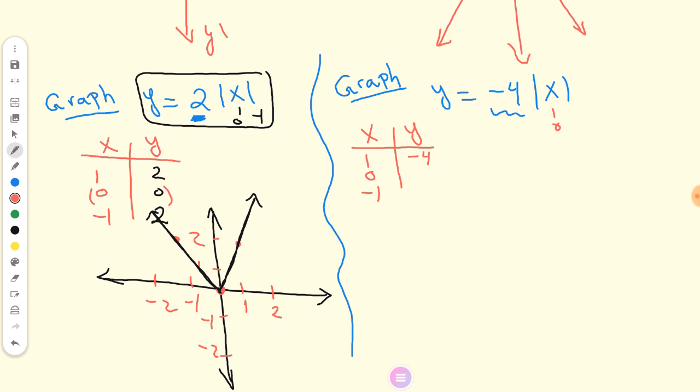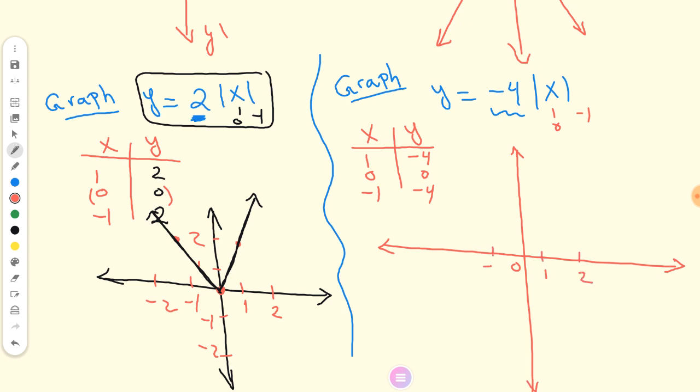The absolute value of 0 is 0. 0 multiplied by -4 is 0. And -1: the absolute value of -1 is 1. 1 multiplied by -4 is -4. Okay, I will draw the two axes, the origin point, and mark 1, 2, -1, -2, -3, and -4.